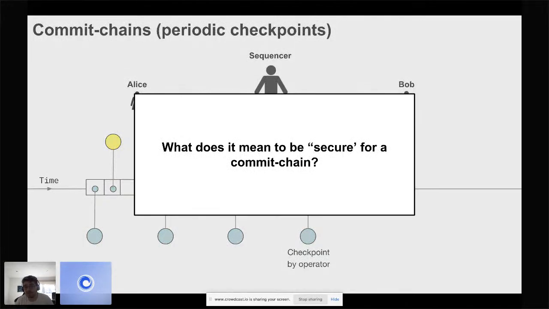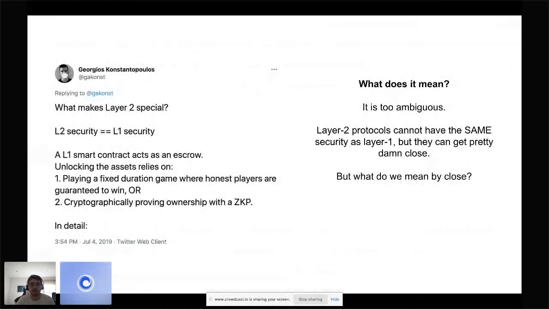But now the question is, what does it mean to be secure for a commit chain? There's a really good tweet thread by Georgios that always pops up once in a while. What he says is that layer 2 security should equal layer 1 security. What I would argue is that this is too ambiguous as a definition. Layer 2 protocols cannot be the same as layer 1, but they can get pretty damn close. And this closeness is really what makes it a layer 2 protocol.